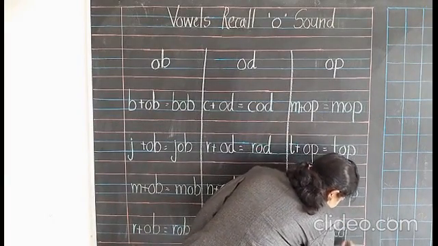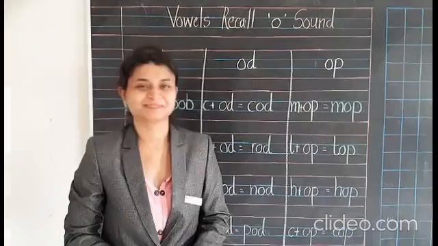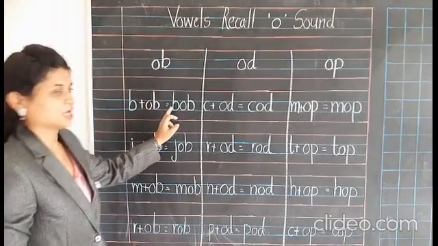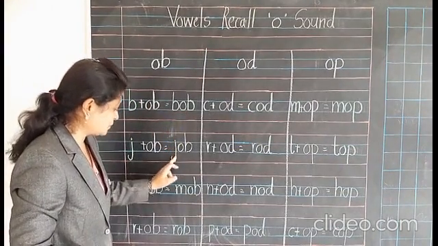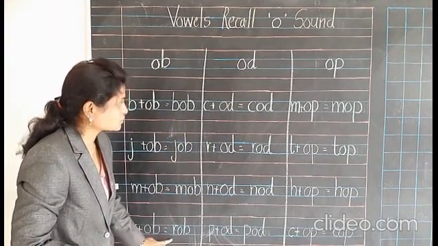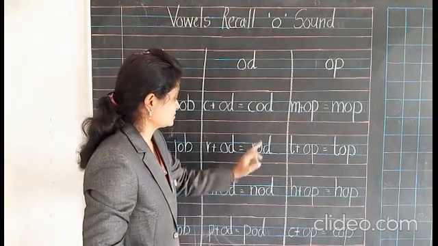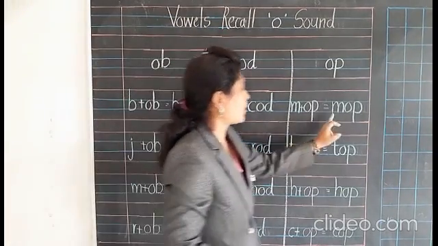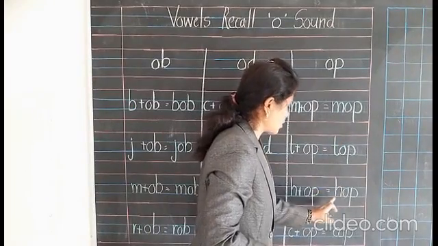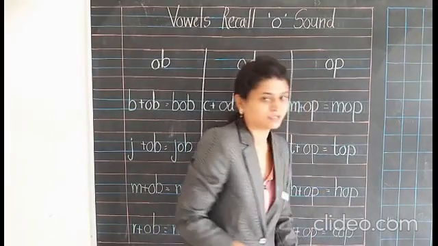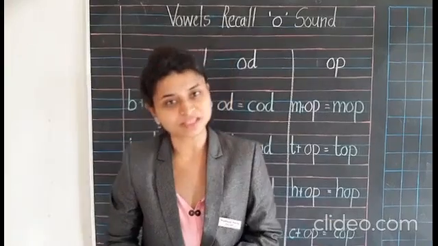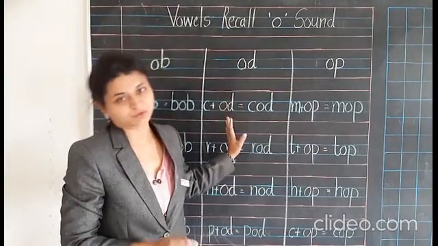So we will read the words once again. Bob, job, mob, rob. Cod, rod, nod, pod. Mop, top, hop, cop. So dear parents, you have to take the daily practice of phonic sounds and these words like this way. Thank you.